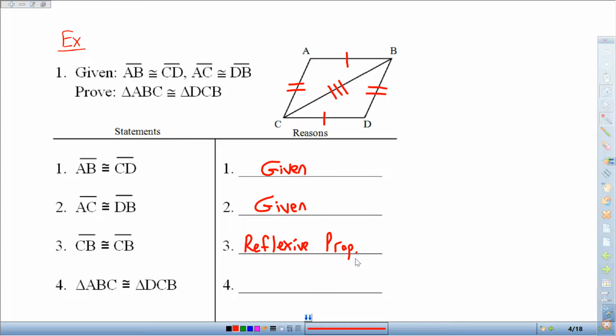You know you're on your final step of these proofs when you get the three pieces of information onto your triangles. That's why it's so important to put it onto your triangles. Also, now we know which triangle congruence theorem we're using. We have three congruent sides on both triangles, so the two triangles are congruent because of side, side, side.